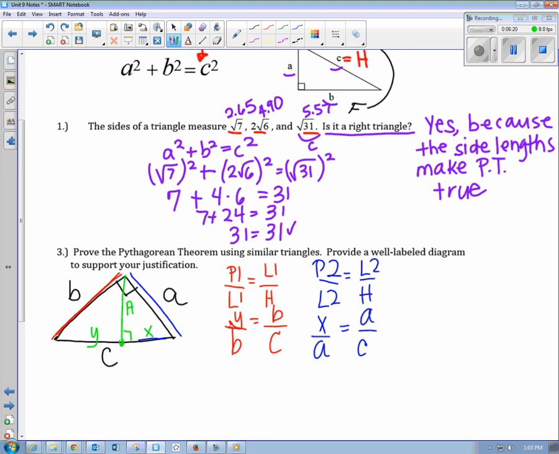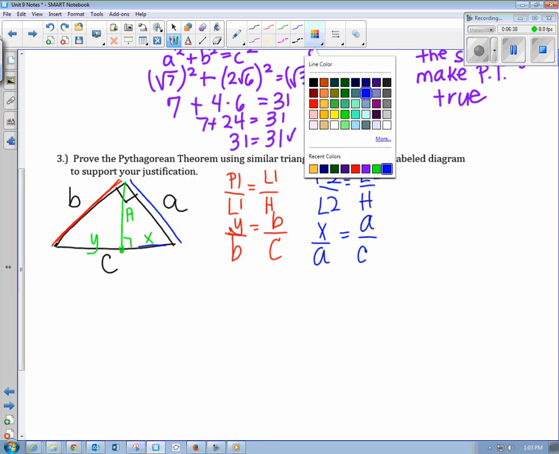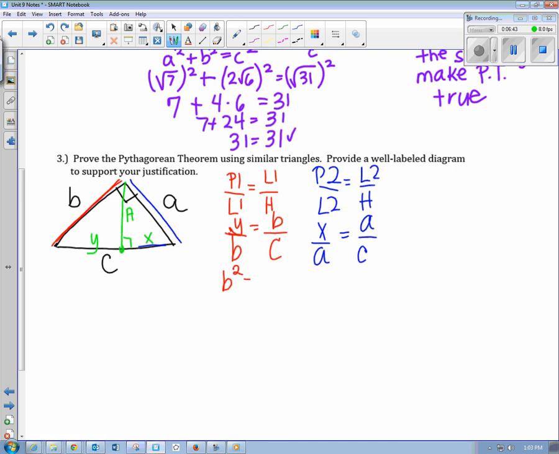Now, the reason why I've chosen to do this is because we can maneuver these proportions around and get an outcome that actually proves the Pythagorean theorem. So the first thing I'm going to do is cross multiply the first proportion. So when I cross multiply, I get B times B, which is B squared, equals C times Y. And then, if I cross multiply the second equation, I get A times A, which is A squared, equals C times X.